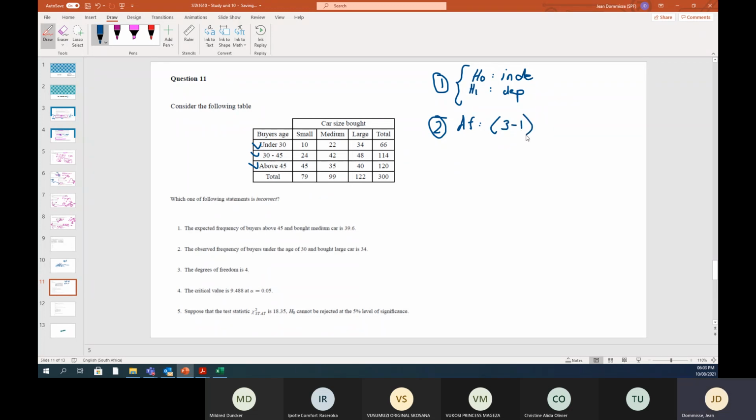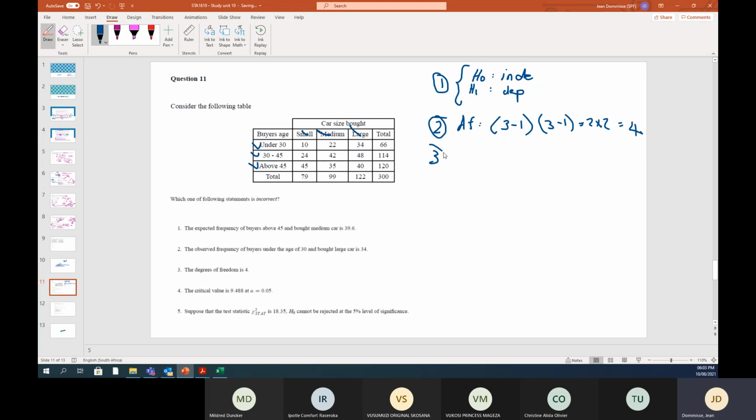So the formula is 3 minus 1. How many columns? 3. So 3 minus 1 is 2. So 2 times 2 gives me 4.